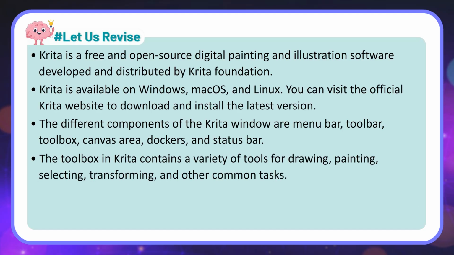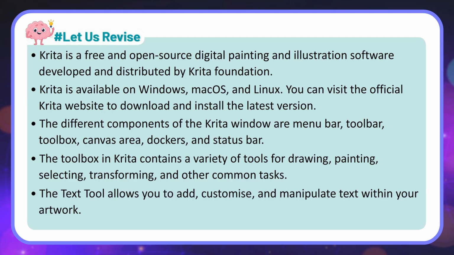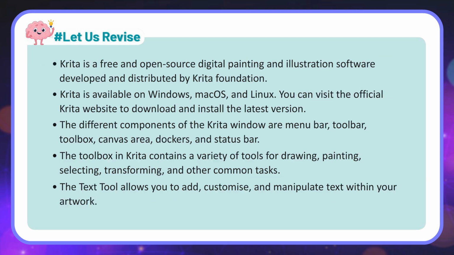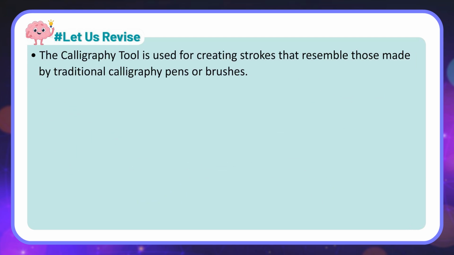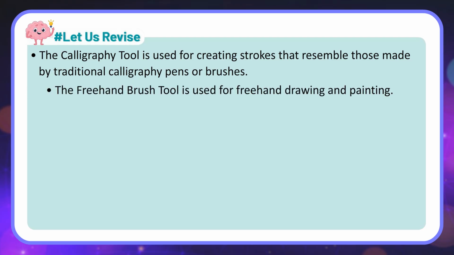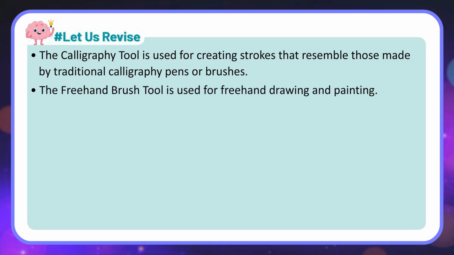The toolbox in Krita contains a variety of tools for drawing, painting, selecting, transforming, and other common tasks. The text tool allows you to add, customize, and manipulate text within your artwork. The calligraphy tool is used for creating strokes that resemble those made by traditional calligraphy pens or brushes. The freehand brush tool is used for freehand drawing and painting.